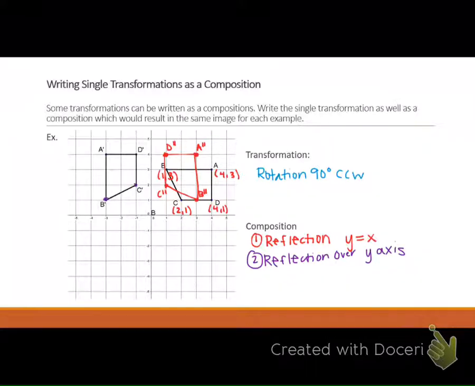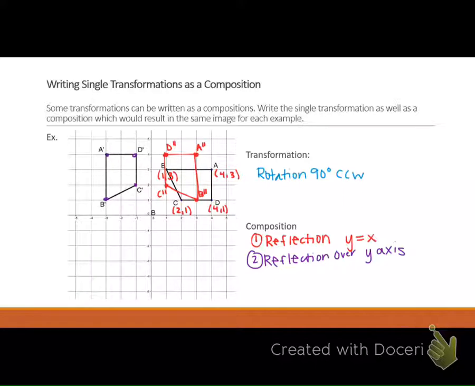So then that would end up on top of this because they're the same distance away. 1, 1, 3, 3, 1, 1, 3, 3. Okay, we only have one more example. Are there questions so far?